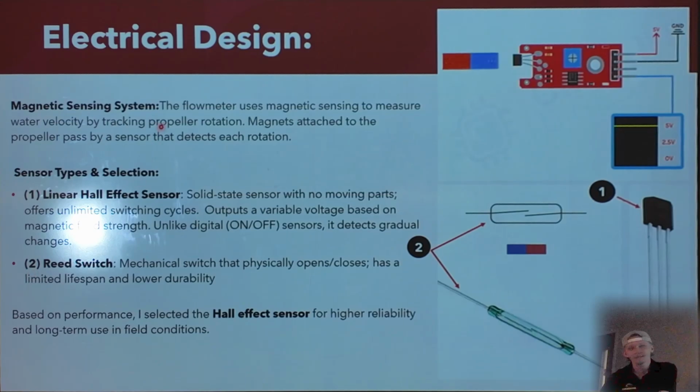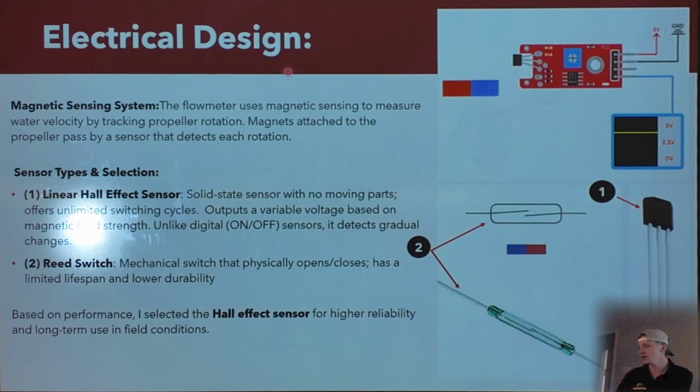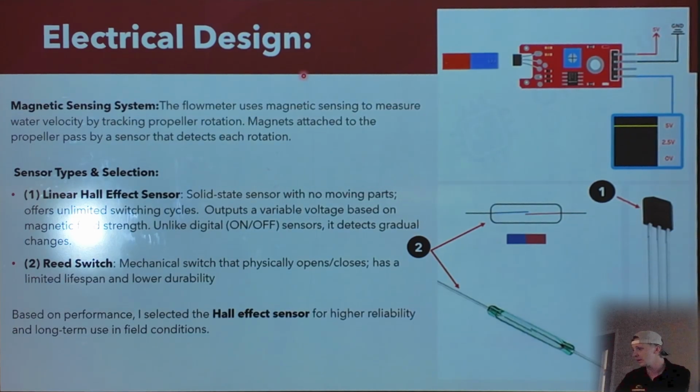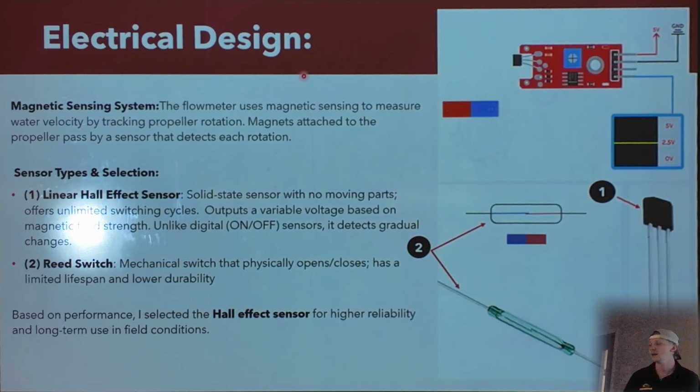Okay. Let's do this. So, moving on to the electrical design, I knew from the beginning that I wanted to use a magnetic sensing system. Now, magnetic sensing tracks water velocity by propeller rotation, which is the bread and butter of the project. So this works by magnets being attached to the back of the propeller, and every time the magnet passes whatever magnetic sensor that I decided to use, it picks up a magnetic current and it counts as a pulse.